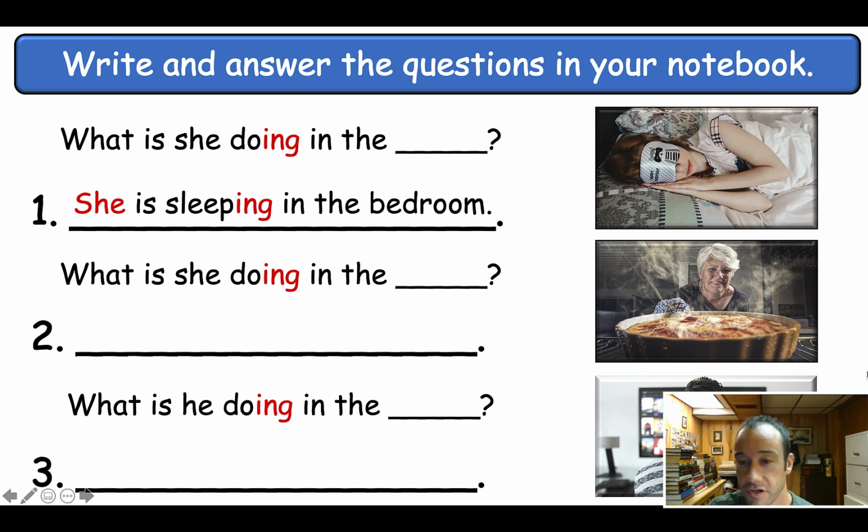So they can look at the pictures, right? What is she doing in the, or what room is that? Oh, the bedroom. Oh, she is sleeping in the bedroom. Good. What is she doing in the kitchen? She is cooking food in the kitchen. Okay, so you can show them this homework.